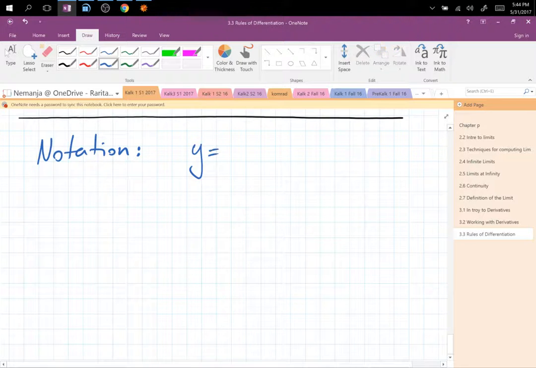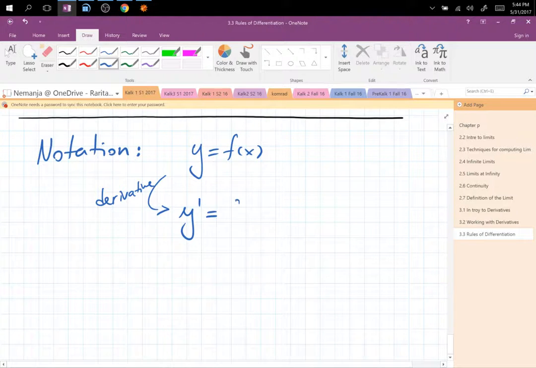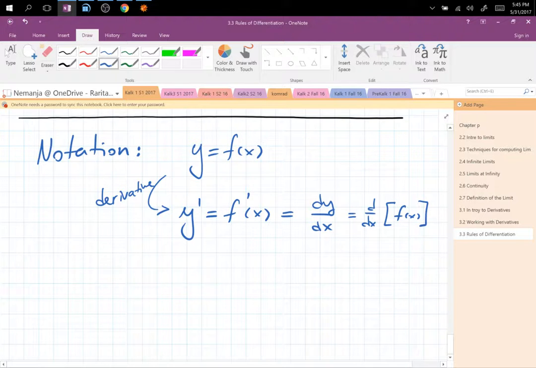We know that y equals f of x. So the derivative would be as simple as stating y prime is f prime of x, which is okay. But we know that we have more notation for this, which is dy dx, and also d dx of f of x. All of these are notations for the derivative.